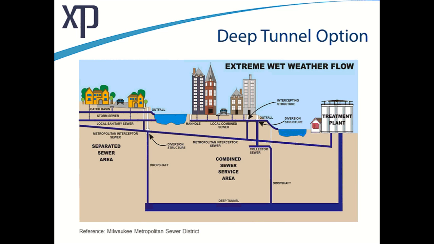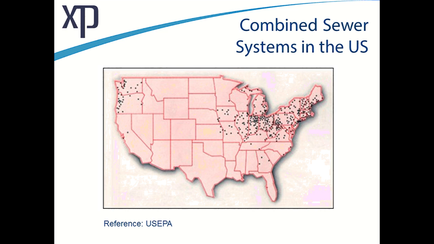In the downtown area where we have combined sewers, you can see that the streets as well as the buildings are all hooked up, and the first bit goes to the collector sewer, and if it can't fit in there, it drops into a drop shaft and goes to the deep tunnel system where it's stored and later pumped up to be treated. If that gets full, then again we have a CSO, or a combined sewer overflow.